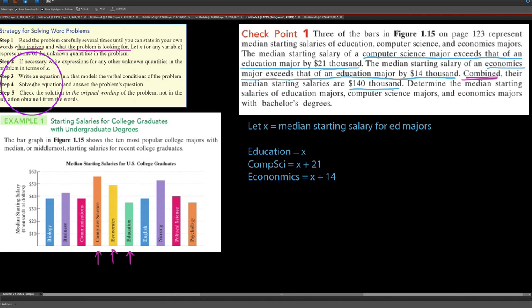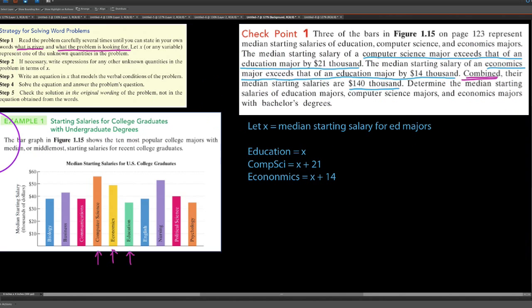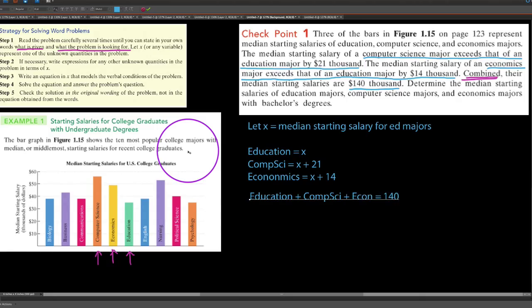Once we get that though, step 3 is basically to write an equation in x that models the verbal conditions of the problem. Well, in terms of the verbal conditions, what we were told is if we combine all of these 3 expressions, then their median starting salaries are 140,000. So in other words, we could look at it this way. We could say education plus comp sci plus econ has to come out to be a combined total of 140,000.